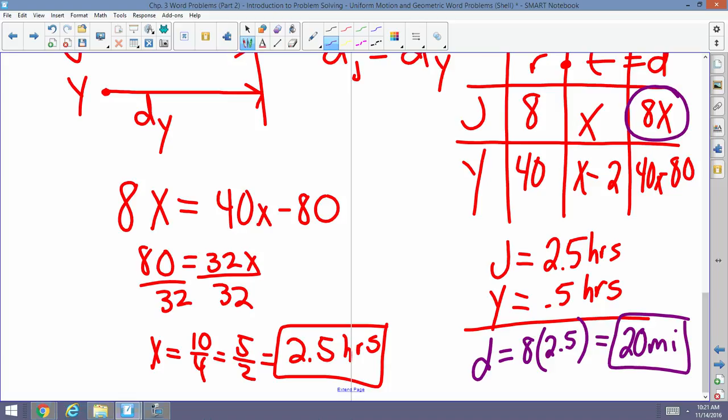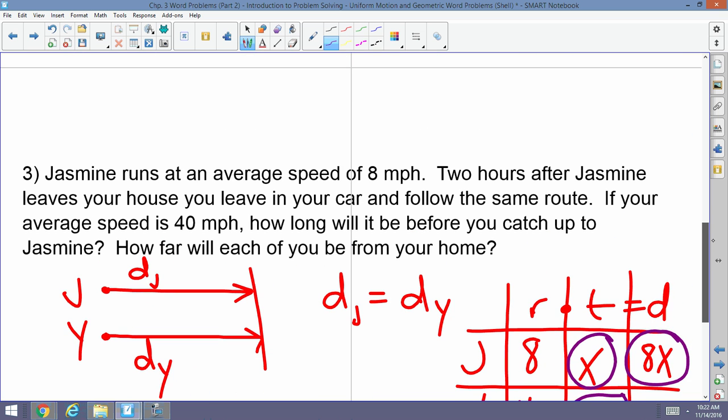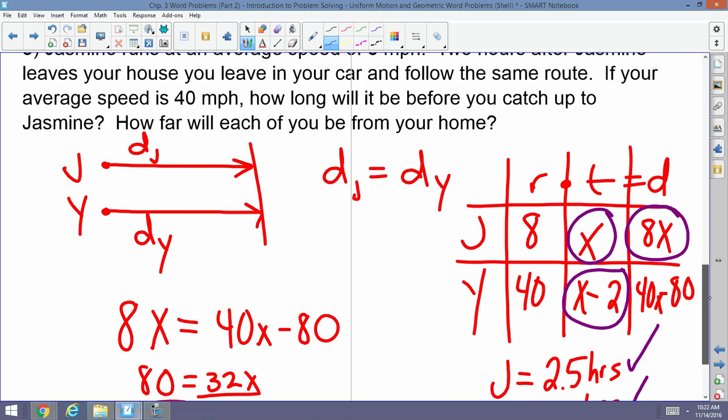Okay, so we solve for x. So x is 2.5 hours. So Jasmine's time was x, which is 2.5 hours. Your time that you traveled was x minus 2, which was 2.5 minus 2 is 0.5 hours. And then it asks for the distance, because you got to read. How far will each of you be from your house?